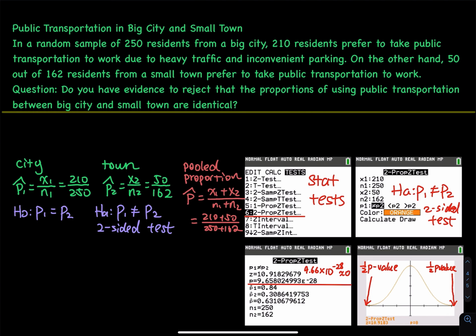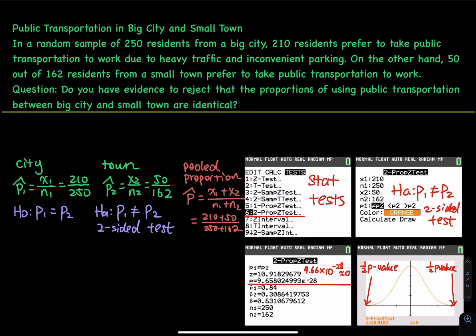So for city, we have x1 over n1, 210 out of 250, town x2 over n2, 52 out of 162, and then the pooled proportion is you add the x and then you add the n. All right, and then the next step is you go to where? Your calculator, right? And then what key do you press? You press the stat key. Where is the stat key? The stat key is on the left-hand side of the left arrow, STAT.